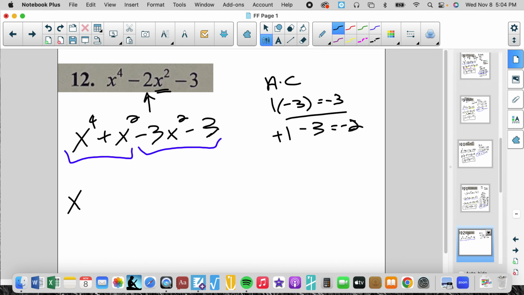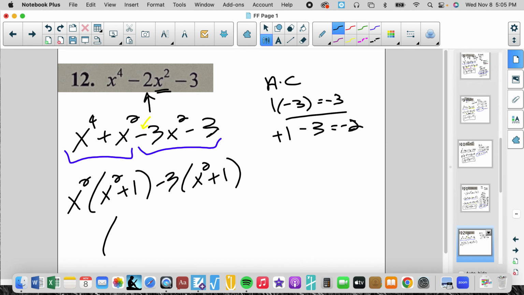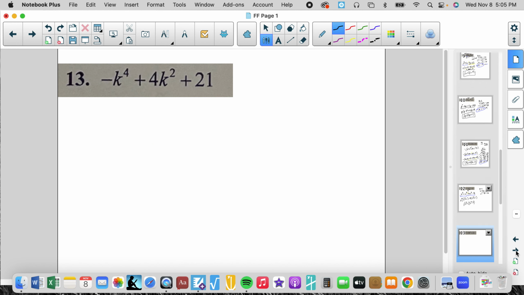So we're going to factor out an x squared though. You get x squared plus 1. And we're going to factor out a negative 3. And we get x squared plus 1. We did it correctly because we have x squared plus 1 in both of the parentheses. If we take that away, you get x squared minus 3. Not too hard. They got some little tricks there. And we're going to continue to see tricky things.